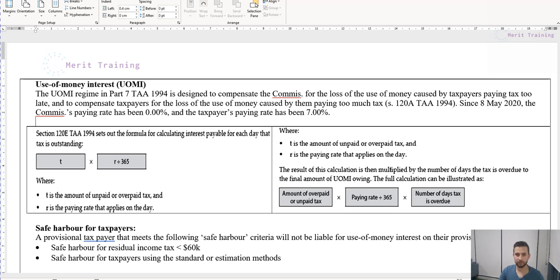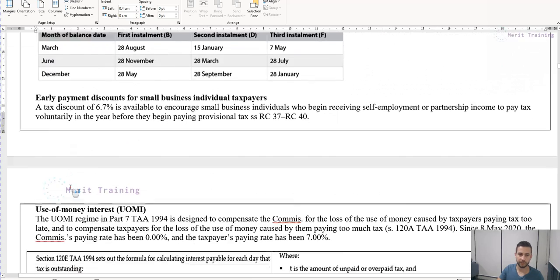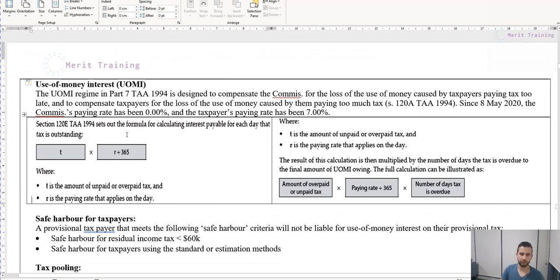And there's this big differential as well between the rates. So the Commissioner, if they owe you money, they only pay 0%, whereas the taxpayer, if they owe the Commissioner money, they're going to pay a late payment fee or interest fee of 7% per annum. And this is quite recent, since 8th of May 2020. So quite an unfair discrepancy there, but it's meant to encourage you to pay your installments on time or early. Especially with that discount up here for small businesses, it's going to be a strong incentive for small businesses to pay their tax early.